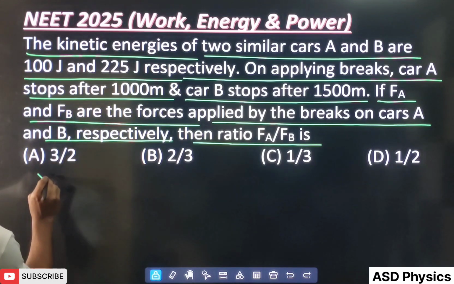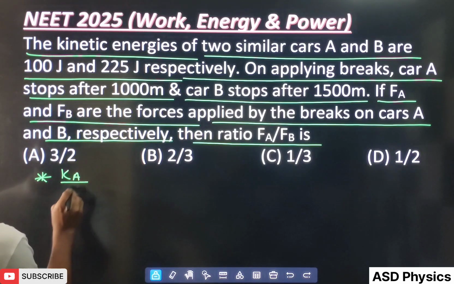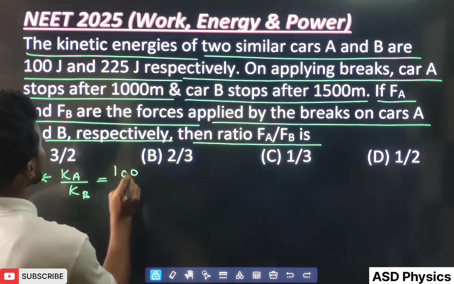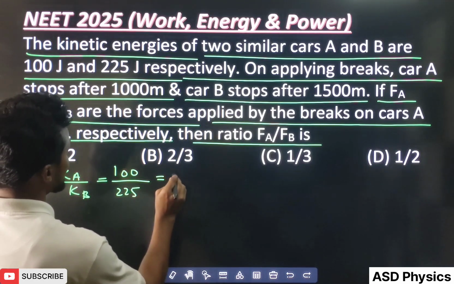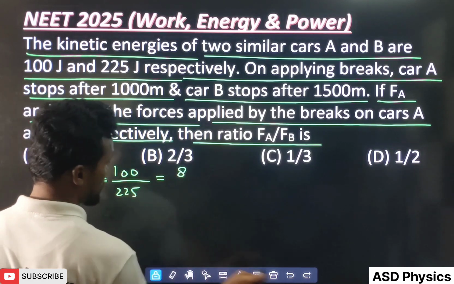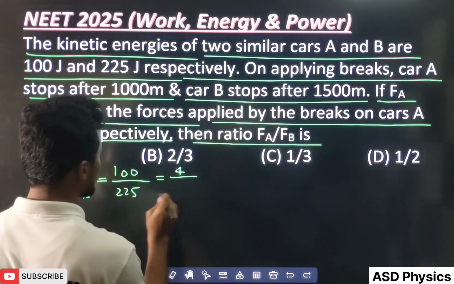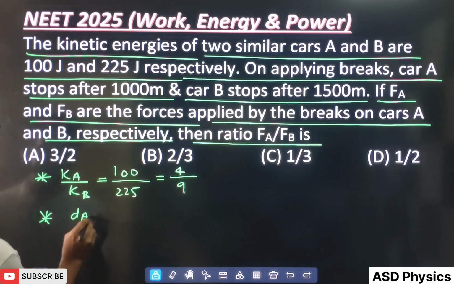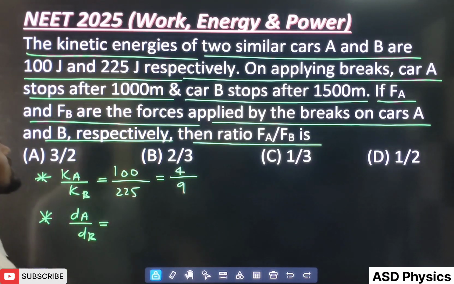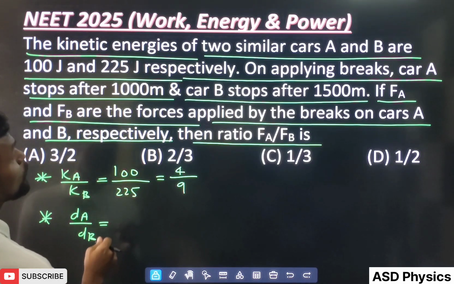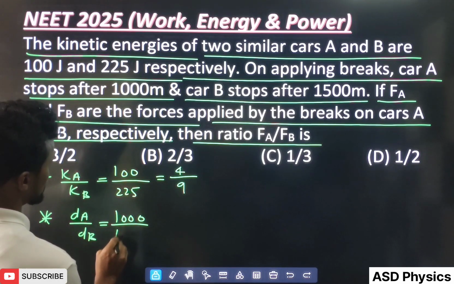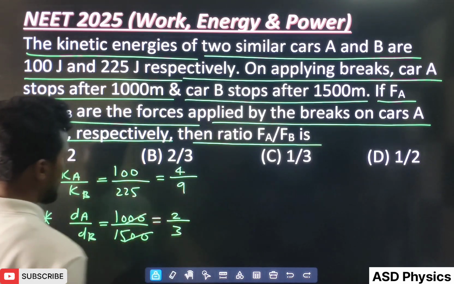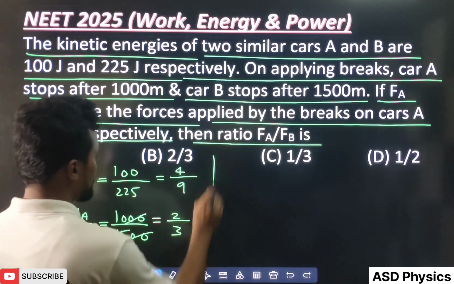Okay, so students, remember that first I will write the ratio they are asking us. KA by KB, how much is given here? 100 by 225. Even you can simplify this 25 times: 25 4s are 100, and it will become 4 by 9. Now after that, the distances dA by dB. dA by dB is given here, 1000 by 1500. This 0 cancels. We can write 5 2s are 10 and 5 3s are 15. Now this is given here. This we have got here.